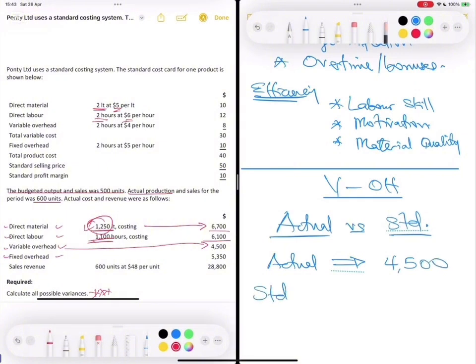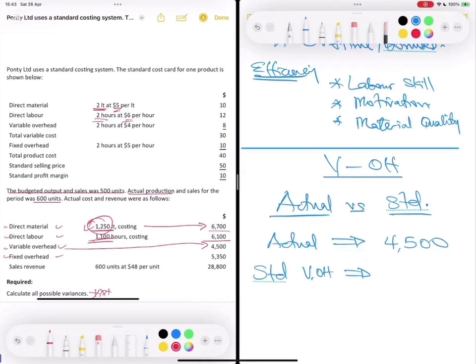What are our standard variable overheads? Which means we need to now do the variable overheads using the actual activity level, which should now be the labor hours, 1,100 hours. So 4,800. Our standard will be based on the 600 units, which is the activity level, right? 600 units, we expect to spend 2 hours per unit. That's 1,200 multiplied by the standard rate for variable overhead, which is $4. And that will give us 4,800.